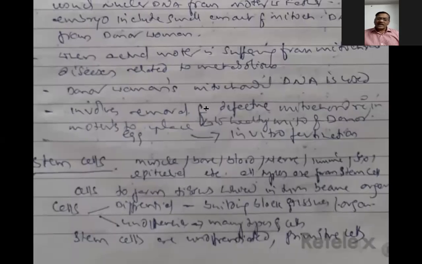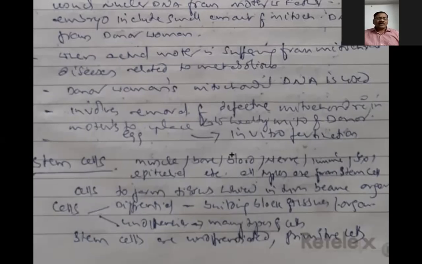That means they can produce any kind of cell depending upon the requirement of the embryo. As the embryo is developing into various stages, the undifferentiated cells will contribute to the production of specific cells, differentiated cells. From there, the tissue and organ happen.